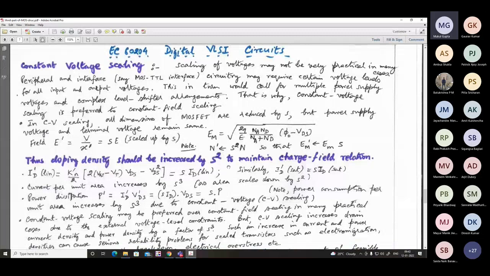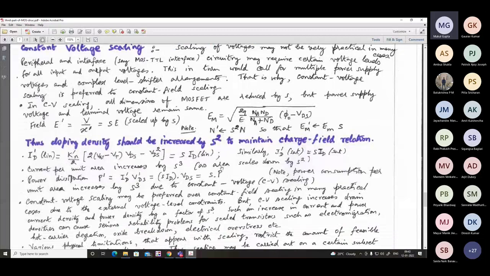That is important. Now, what is its effect? You see, in the linear region current, K prime by 2 will become, as it involves the dimension, epsilon Ox by Tox into W by L, obviously K prime n will become S into Kn. So that means overall current will now increase. So power dissipation will also increase, because voltage remains the same, but current increases by a factor of S. So power consumption per unit area will be increased by S to the power 3. That is the downside. Power itself increased by S.